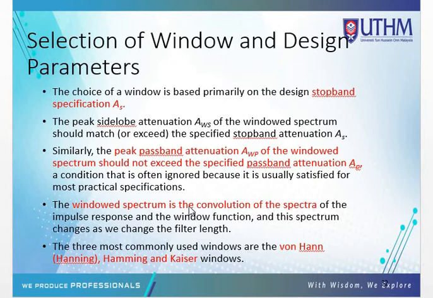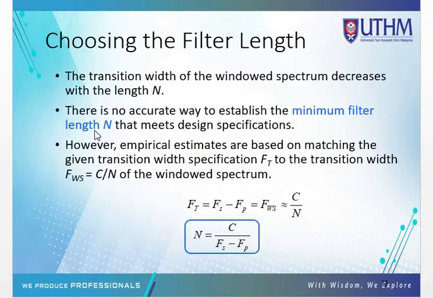The window spectrum is the convolution of the spectra of the impulse response and the window function, and this spectrum changes as we change the filter length. The three most commonly used windows are the von Hann, Hamming, and Kaiser windows.